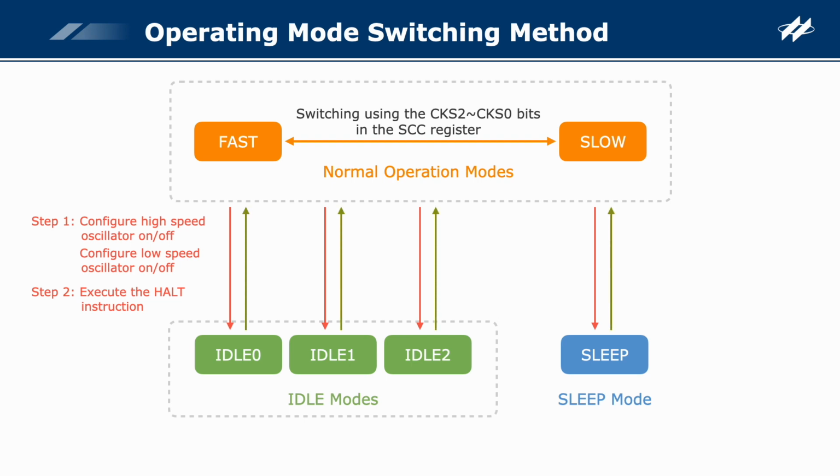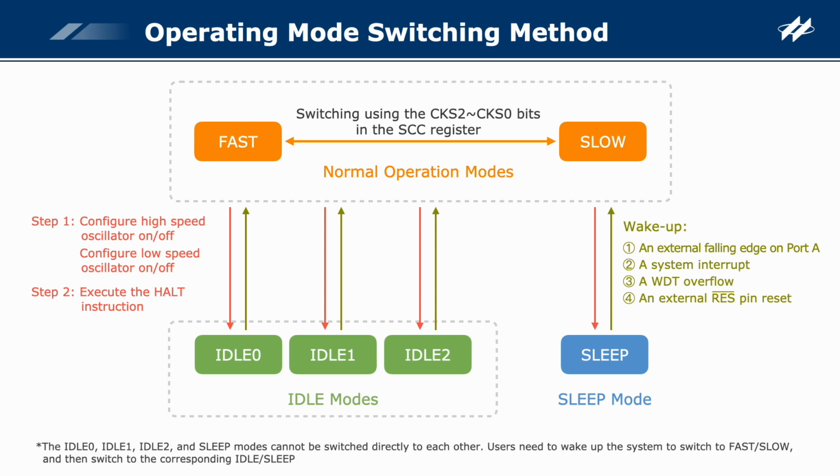The 3 idle modes and the sleep mode can be switched to the fast mode or slow modes by wake-up methods. There are 4 common wake-up methods, which will be explained in other courses. Note that the idle 0, idle 1, idle 2 and sleep modes cannot be switched directly to each other. Users need to wake up the system to switch to the normal operation modes, and then switch to the corresponding idle or sleep modes.